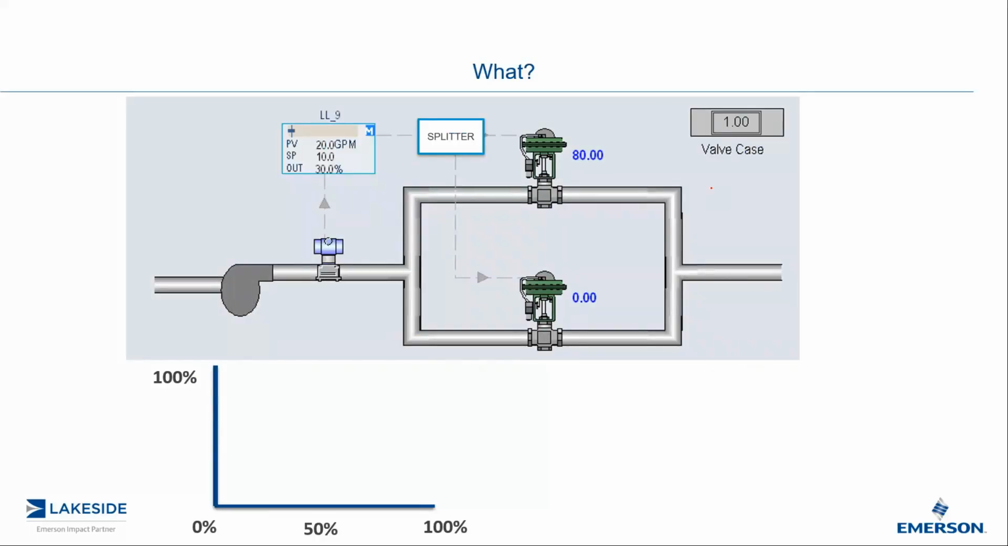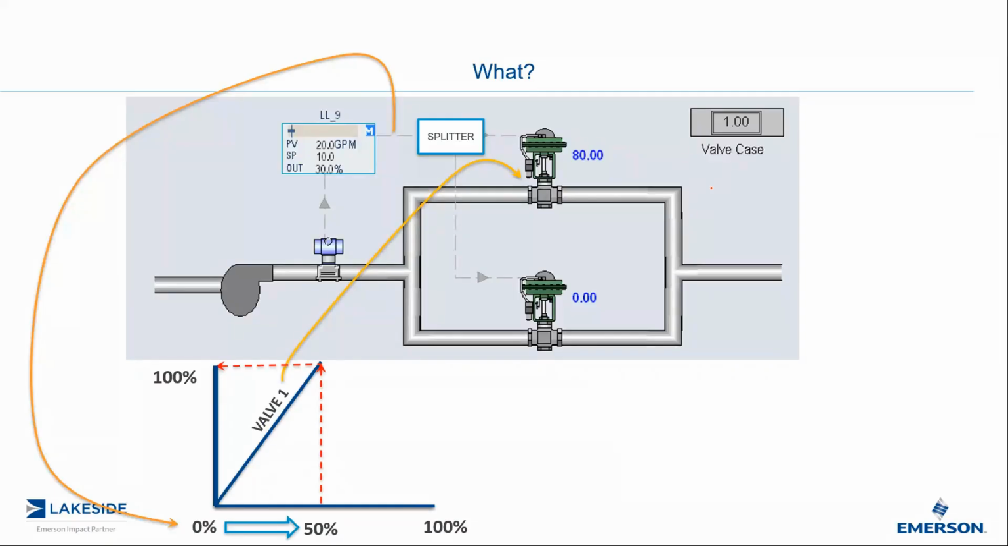So what is a split range? A split range, essentially, you've got one PID block that goes from 0 to 100%. And that output will go through a splitter or 2 characterizers, depending on how you arrange it. And it will take that 0 to 100%. For the first valve, it will go, let's say, 0 to 50%. It will open up the first valve 0 to 100%. And then the PID output from 50% to 100% is going to open the second valve 0% to 100%. So that is a basic split range control.